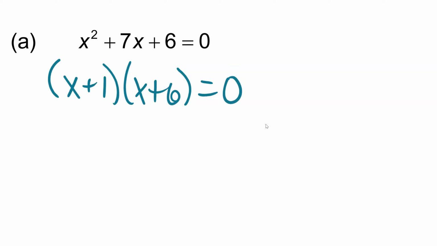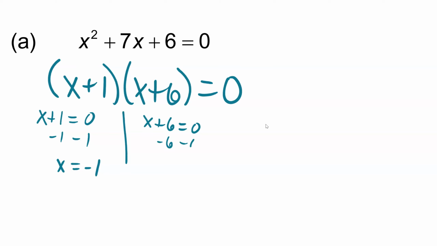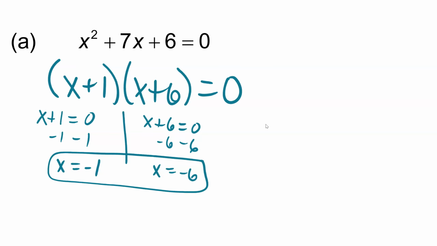And we're solving, meaning we have to set each factor equal to 0 and get x by itself. So x plus 1 equals 0, subtract 1 on both sides, x equals -1. X plus 6 equals 0, subtract 6 on both sides, x equals -6. Did we solve the problem? Yes. Done. Look how much work that took.